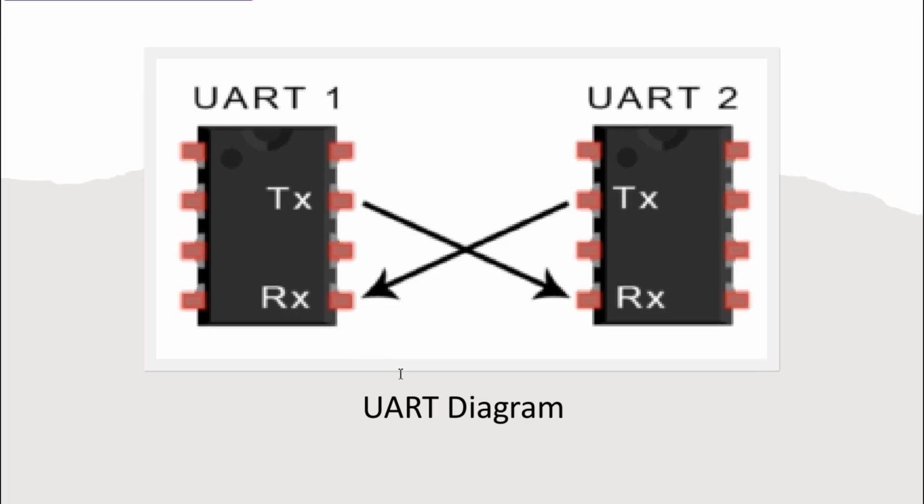Here is the block diagram. We can see it has two wires. One is for transmitting and one is for receiving. It communicates between two devices just by using these simple two wires.